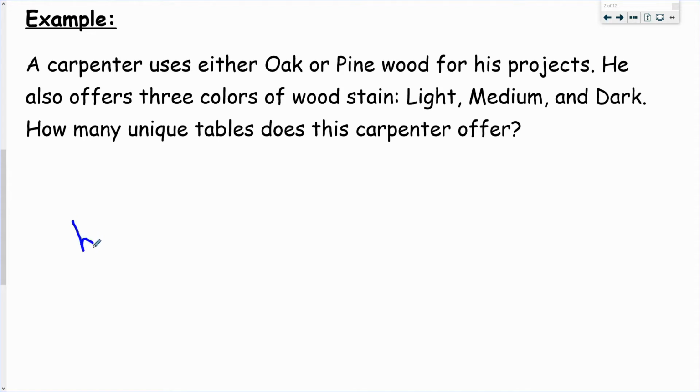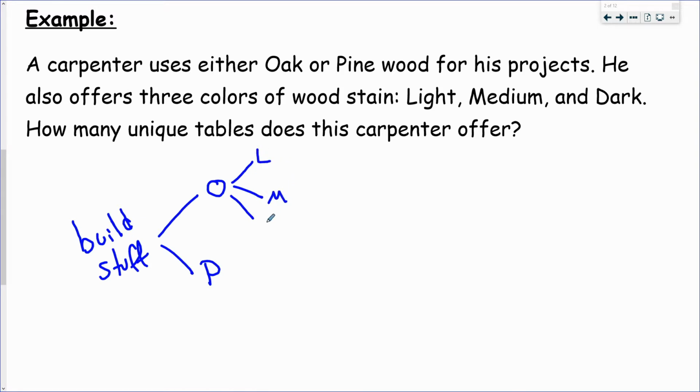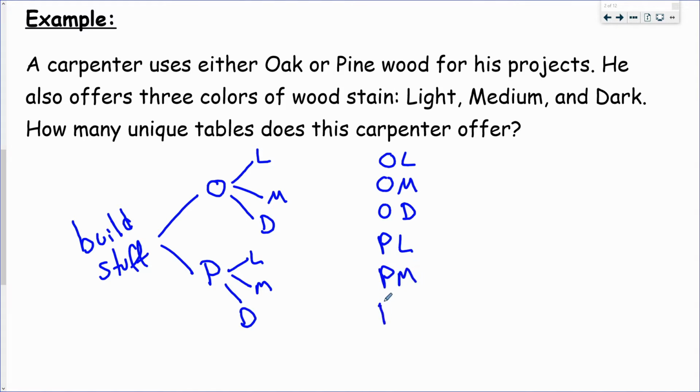Well, basically what we're going to do is build some stuff. We can build it out of oak or we can build it out of pine. Now, if we choose oak, there are 3 options for the color: light, medium, or dark. So I can build an oak light table, an oak medium, and an oak dark. So there's 3 different oak tables. Same thing with pine. I can go light, medium, dark. So you guys are getting the picture. We can go pine light, pine medium, sounds delicious, and pine dark. So how many unique tables can we build?